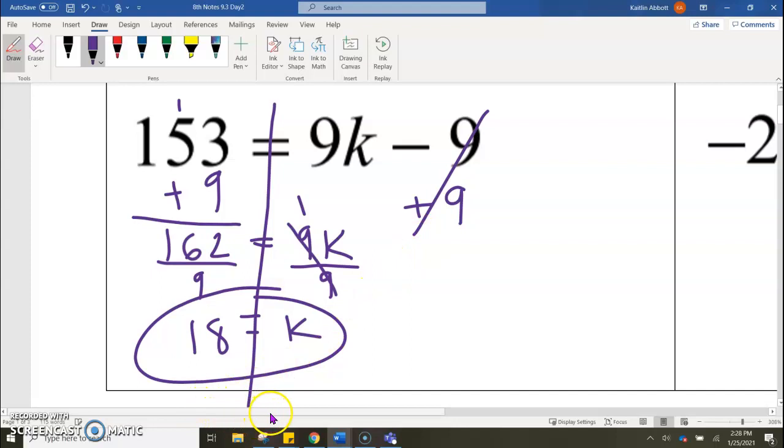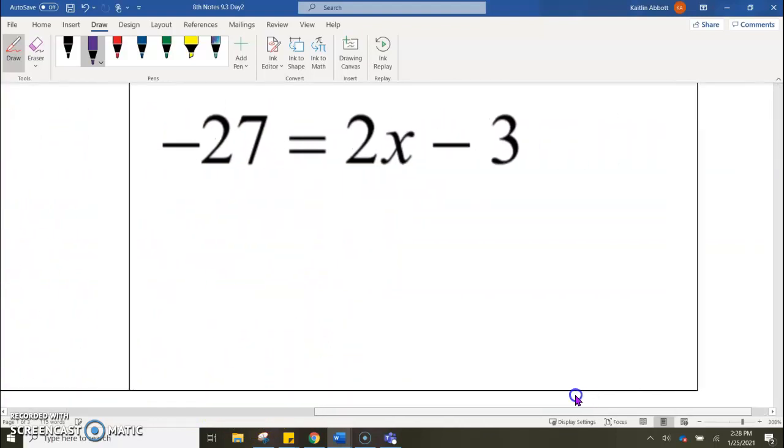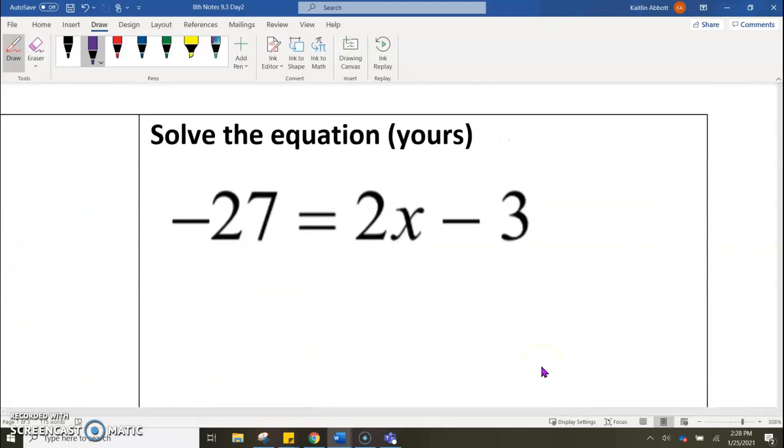We are done. Now it's your turn to do this one on your Nearpod. So if you have any questions, ask it now. Otherwise, solve this on your own.